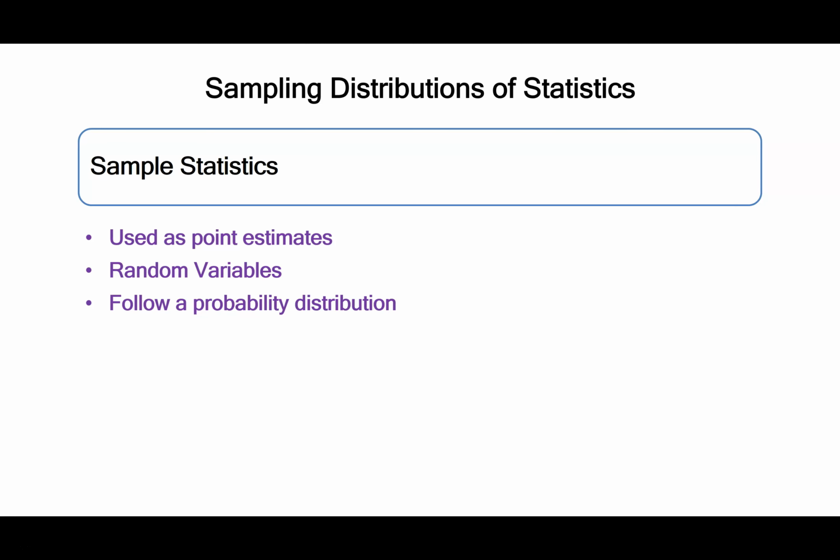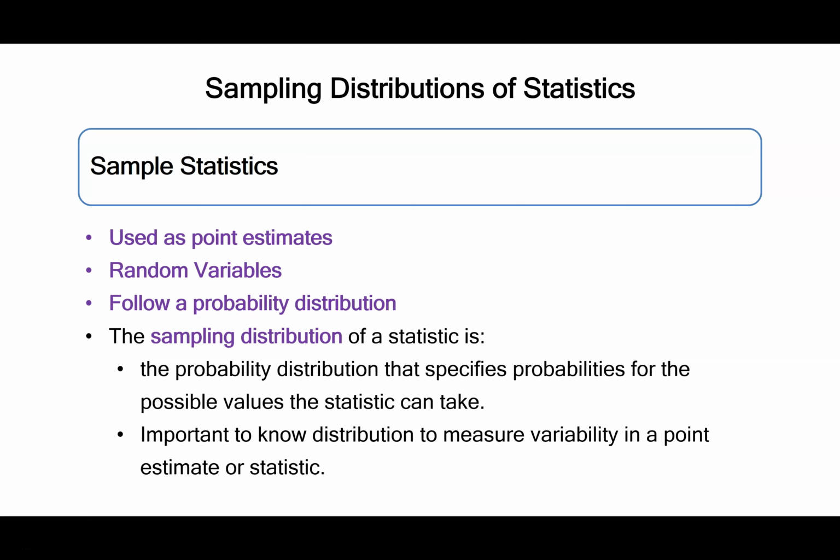So the sampling distribution of the statistic is the probability distribution that specifies probabilities for all the possible values that statistic can take. So I want to know how weird is it if I took a sample of 50 OSU students and had an average height of 68 inches. What is the probability that I would have taken a sample of 50 and gotten 68 inches or taller? I can find that probability now. And it's absolutely helpful in figuring out that variability for that sample statistic.